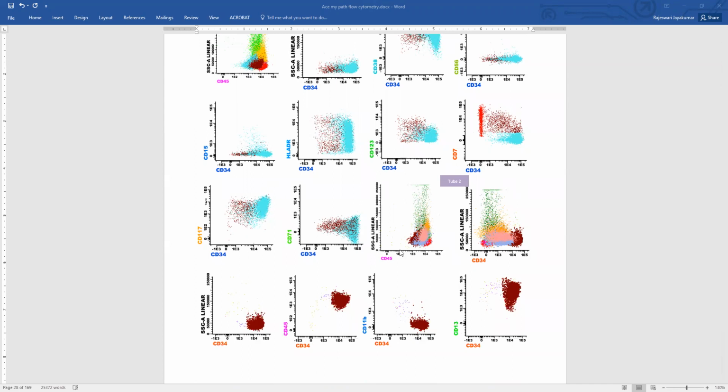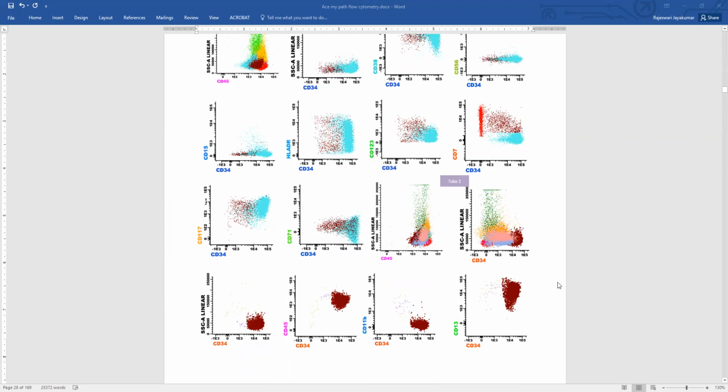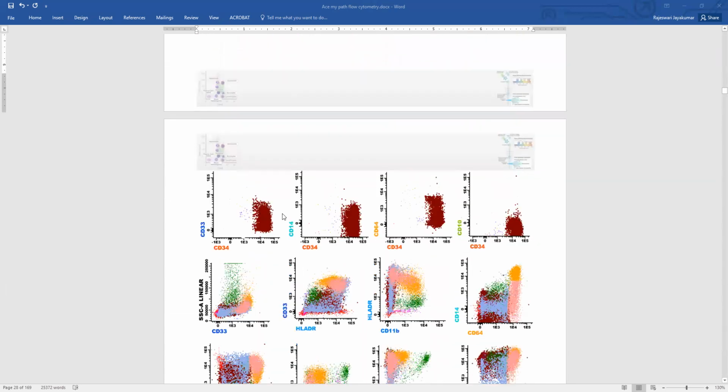And in this tube, we see that they're positive for 34, 38, and 117, and partial HLA-DR. So basically immaturity marker and one myeloid marker, which is 117. Now in the next tube, we'll see that these 34 positive cells are painted in maroon, and they're kind of continuous with these crimson and the orange population. These blasts are negative for 11B, they're positive for 13, so another myeloid marker. They are partially positive for 33, another myeloid marker.